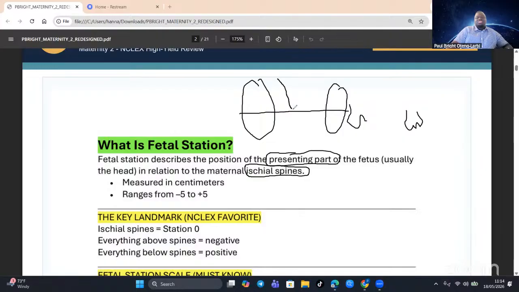If the head gets to this area, the relationship between the presenting part of the baby and the ischial spine is what we call the fetal station. The spine is a big bone like this. The more you go down, this is the top and this is the bottom. So you are traveling from the top of the ischial spine to the bottom.